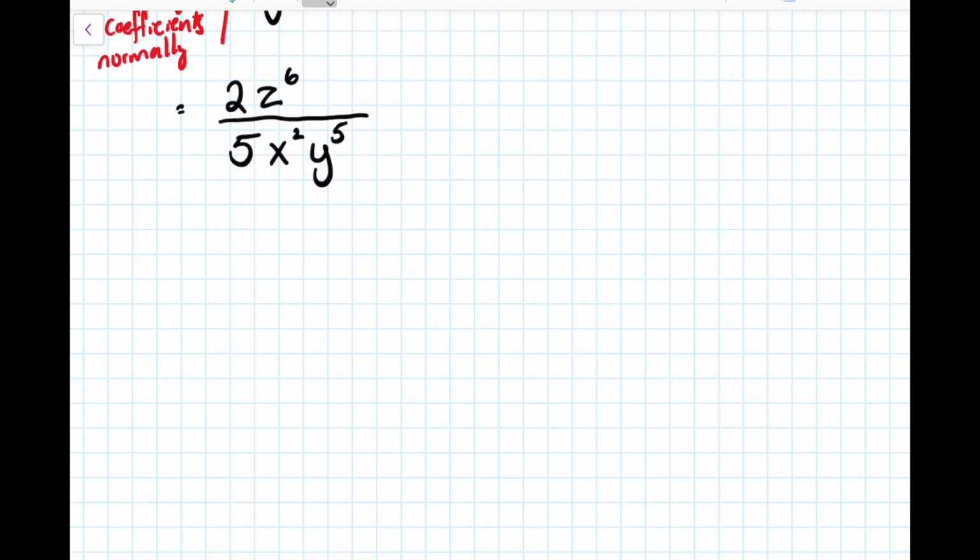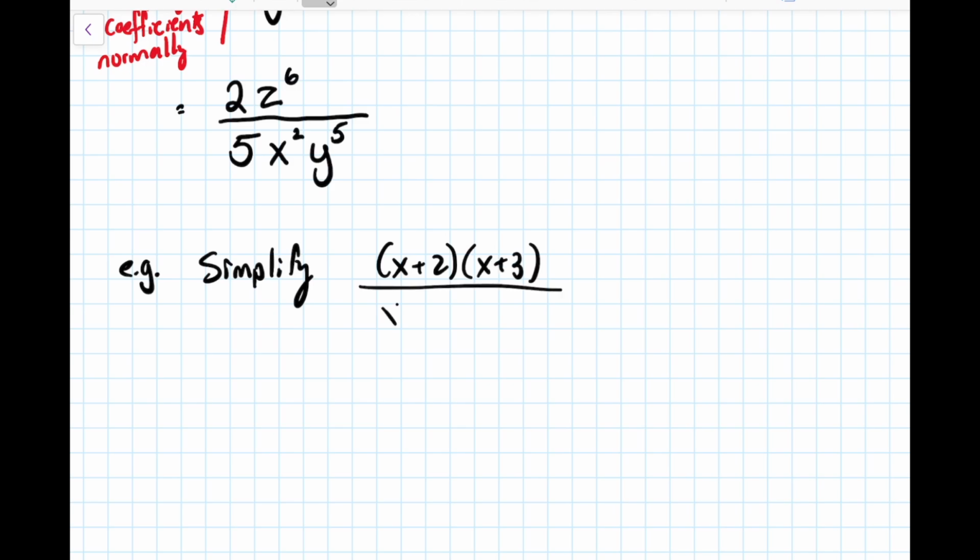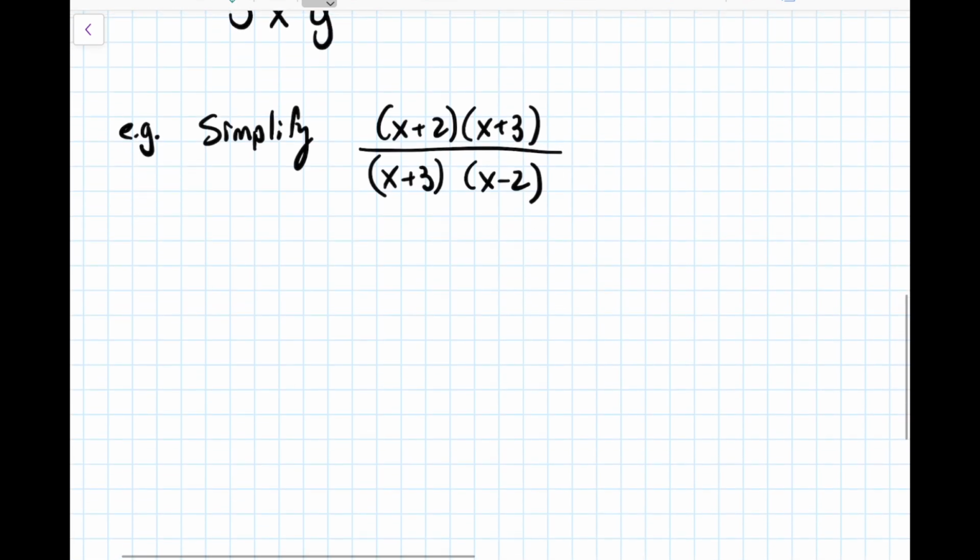Moving on. Most of the time we're not going to be dealing with cases like this where it's just a bunch of variables. A lot of the time we are going to have addition or subtraction. So let me give you one that's already been factored just to make our lives a little bit easier, and then we'll get into the more complicated ones after this. All right, so we've got a couple of polynomials that have been factored, and we've got x plus 2 times x plus 3 over x plus 3 times x minus 2.